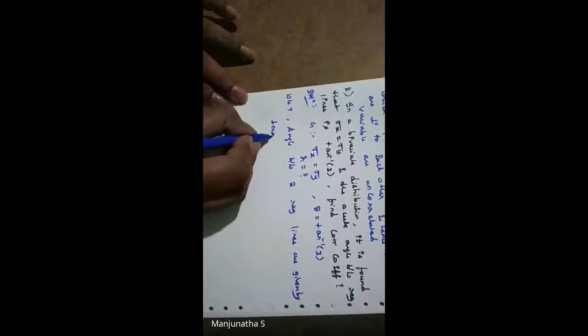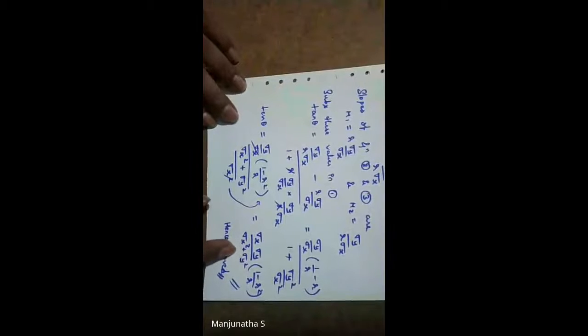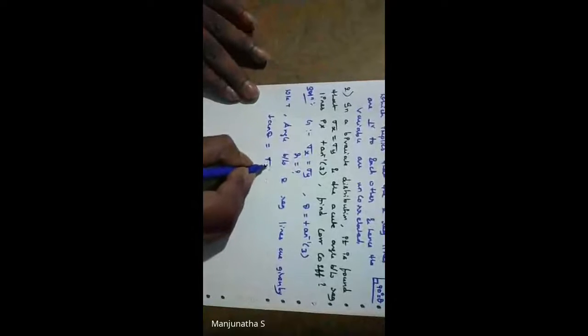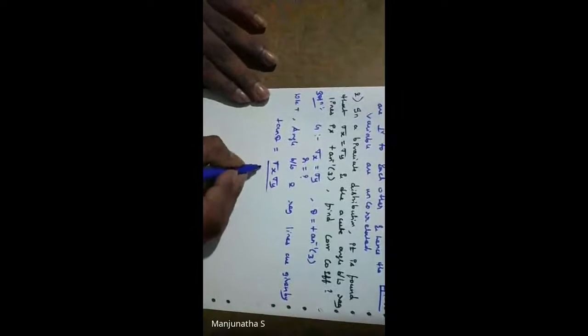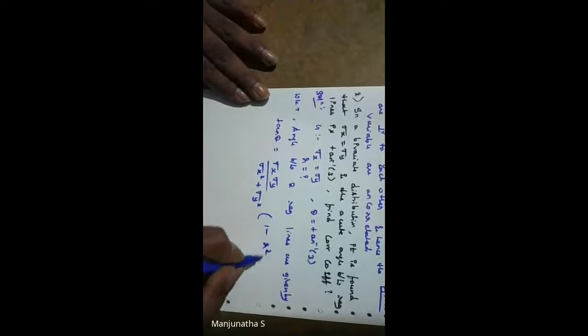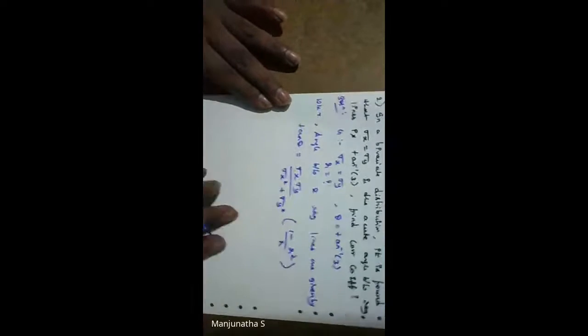We know that the angle between two regression lines is given by tan theta equal to sigma x sigma y divided by sigma x square plus sigma y square, times 1 minus r square divided by r. Correct? We proved this earlier.